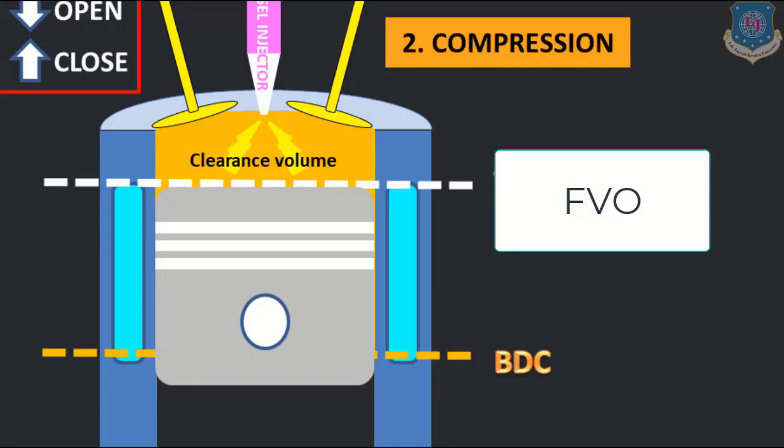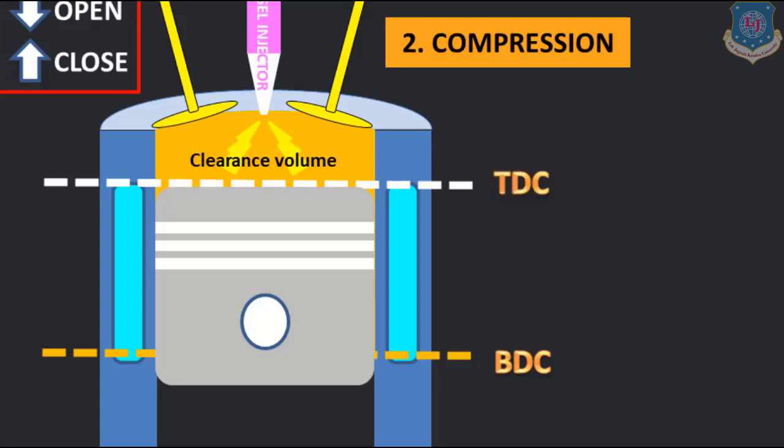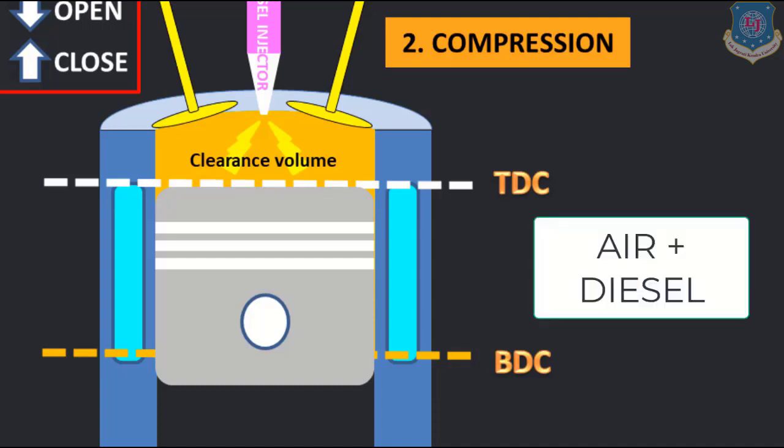Now why are we starting injection before TDC? Because in this case there is only air, and we are giving fuel in the form of small particles, that is diesel. Diesel is in liquid form and air is in gaseous form, so it will not directly create a homogeneous mixture. It will be a heterogeneous mixture, and for proper combustion we have to convert it into a homogeneous mixture.